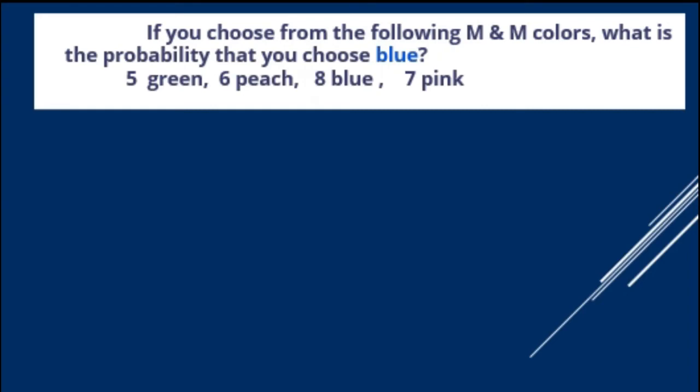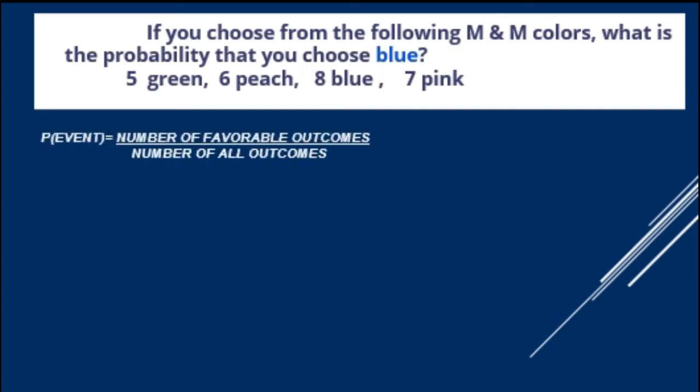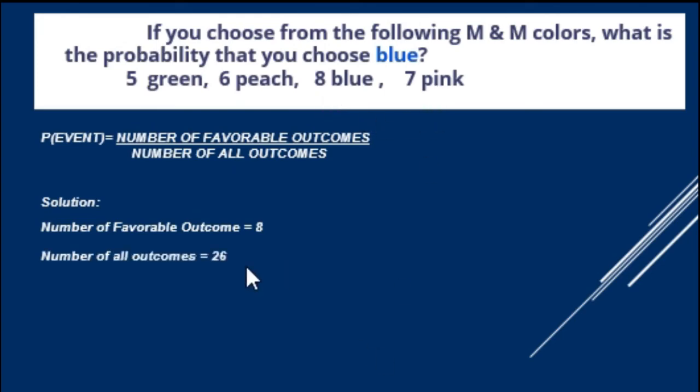Now, let's check your answer. So, in your solution, don't forget to write the formula. So, the number of favorable outcomes over number of all outcomes. And then, the number of favorable outcomes here is, very good, 8. Since we are only referring to color blue, so we have 8 blue here, right? And then, the number of all outcomes, we have 5 green, plus 6 peach, plus 8 blue, plus 7 pink. We have the total of 26 number of all outcomes.